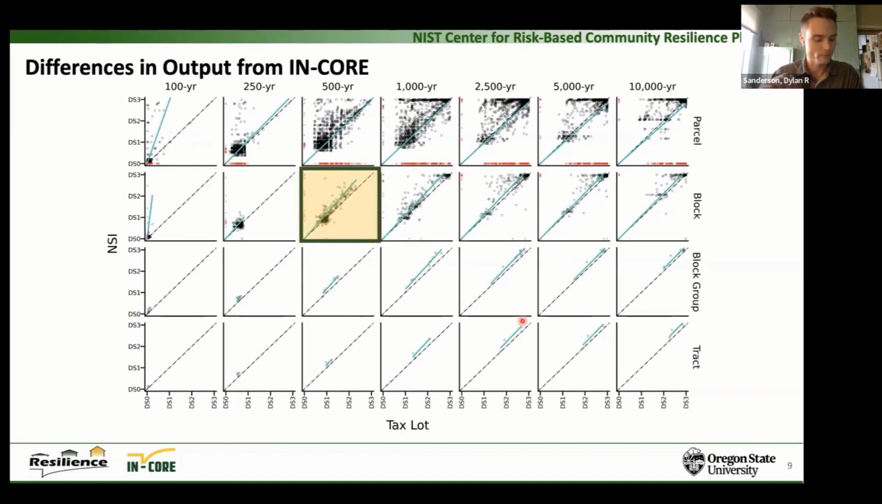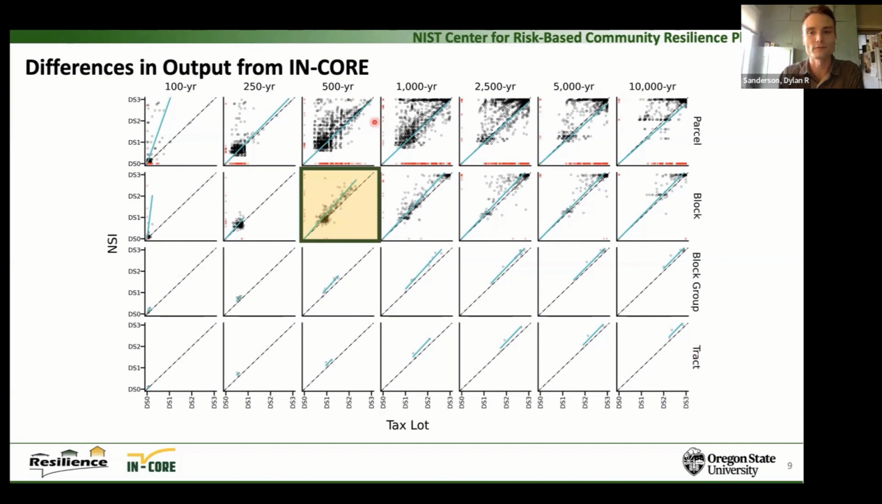And so the last plot was this one here, but for Seaside, we have 7 different recurrence intervals. So we can run NCore across all these different recurrence intervals, 100-year out to 10,000-year. And then over here on the right is the spatial scale. So the top row is the parcel level, comparing at the parcel level, how do these compare? Then the block level, the block group, and then the tract level. And again, keeping tax lot on the x-axis and NSI on the y-axis here.